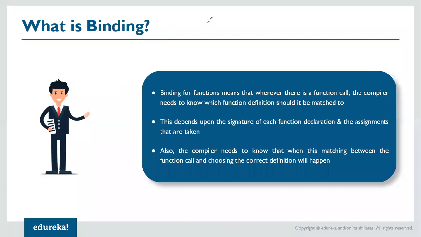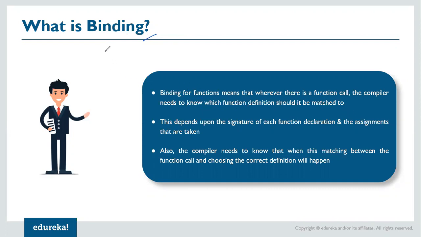Now, before we actually look at the coding implementation, let's try to understand what binding is. Binding for a function means that wherever there is a function call, the compiler needs to know which function it should be matched to.